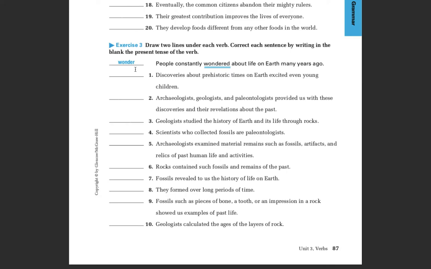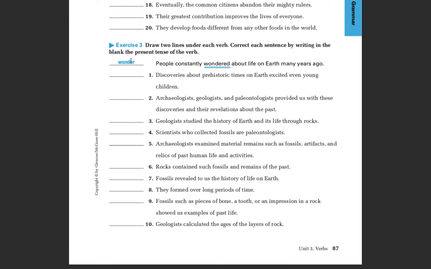Exercise 3 says draw 2 lines under each verb. Correct each sentence by writing in the blank the present tense of the verb. So what we simply need to do here is the opposite of what we did in the previous exercise. The verbs are in the past. We want to put them back in the present. People constantly wondered about life on earth many years ago. So the verb is wondered and we removed the ed to put it back in the present tense.